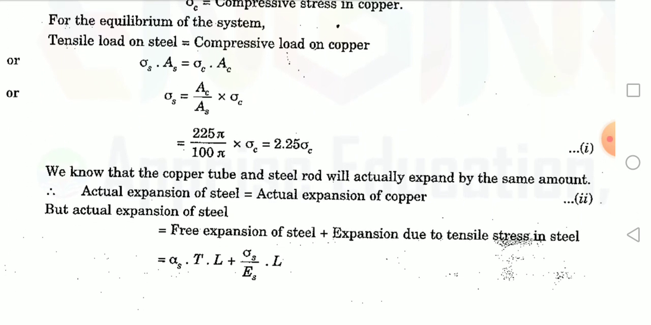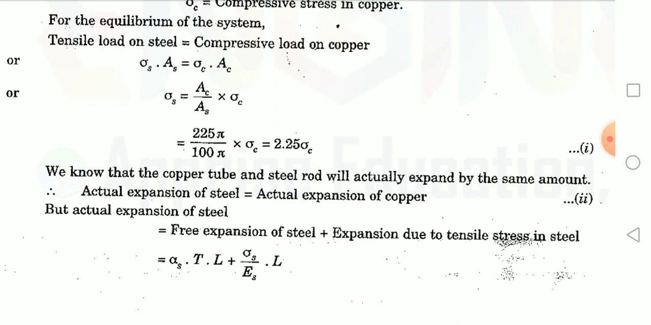Therefore, sigma S into AS, that is the load. You know that sigma equals P by A. Now, P equals sigma into A. That is, sigma S into AS equals sigma C into AC. Therefore, sigma S equals this much of sigma C. So that is the first condition.